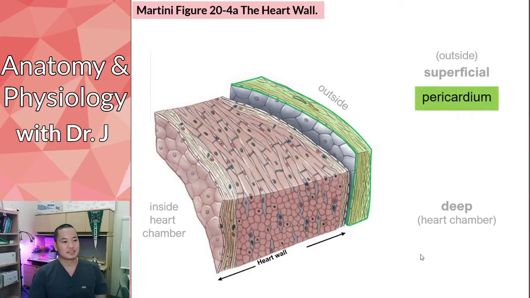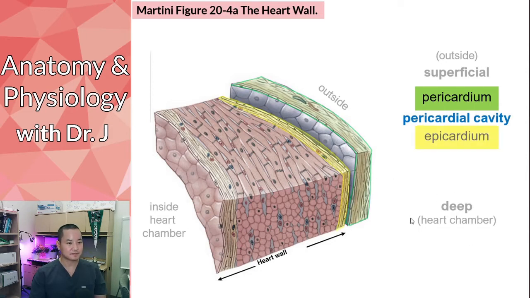We have a membrane layer called the pericardium. There's a gap between the pericardium and the next layer, which we call the pericardial cavity. We'll get more into that, hopefully by the end of this lecture, if not next week. Then you have the epicardium, across the pericardial cavity. The pericardium and epicardium are actually continuous with each other, but in a section like this, it looks like two separate layers.